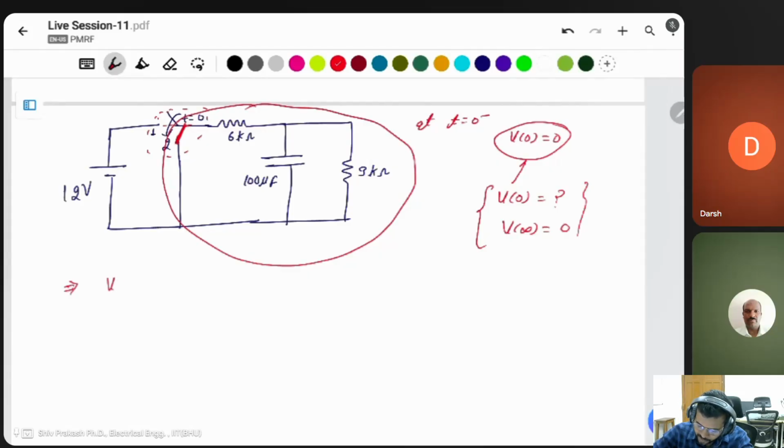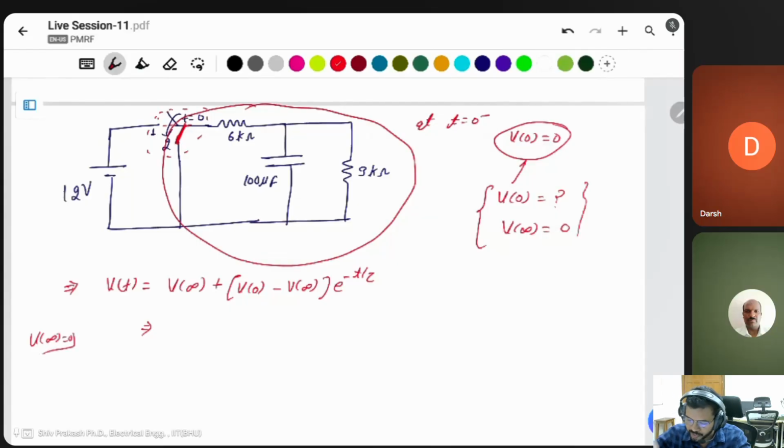You know about the formula, v(t) = v infinity. You can modify this one also. If v infinity is 0, it means there is no source after t equals 0, and only the initial voltage is there, then that one is only e to the power of minus t by tau. No need to find the full formula to apply this.